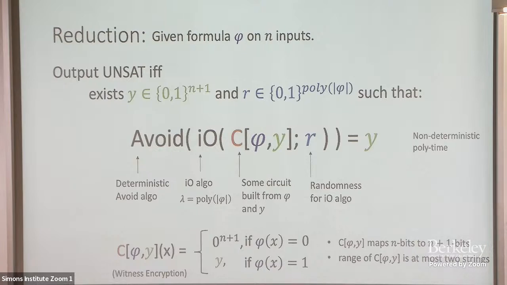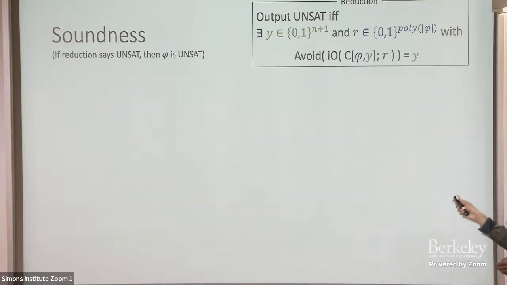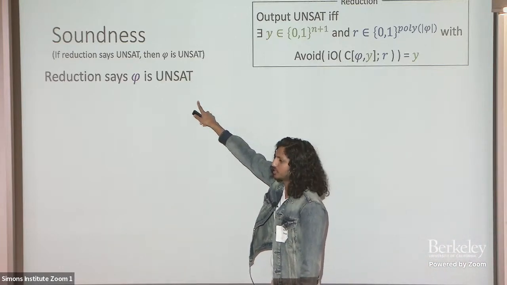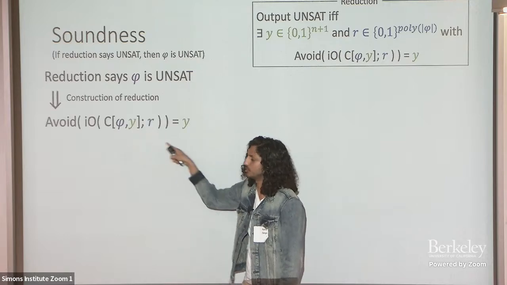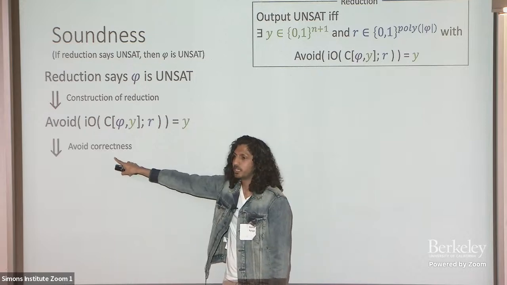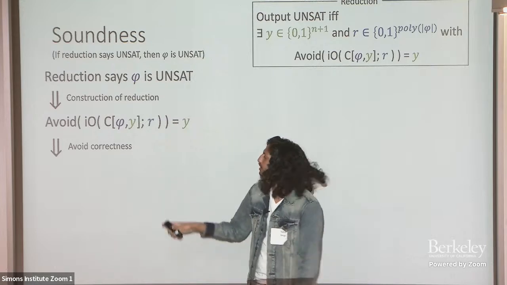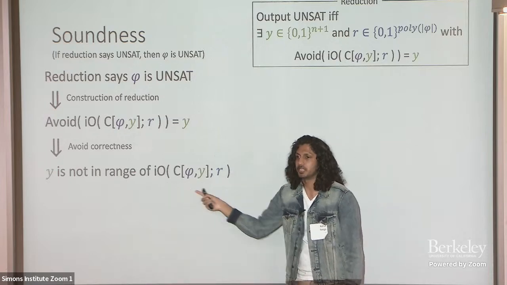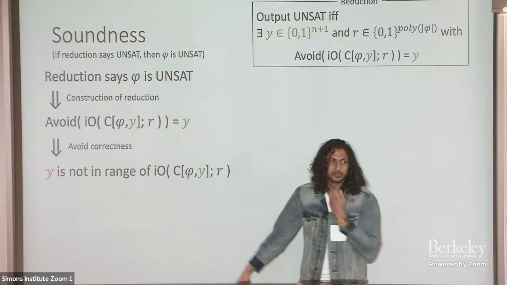Okay, so let's just go over the proof of soundness because that's relatively short. Just as a reminder, here's the reduction. Suppose the reduction says phi is unsatisfiable. What does that mean? It means that there existed a Y and an R such that this condition held. By the correctness of the avoid algorithm, here's crucially where the fact that it's deterministic and doesn't make errors matters, Y is not in the range of this obfuscated circuit.